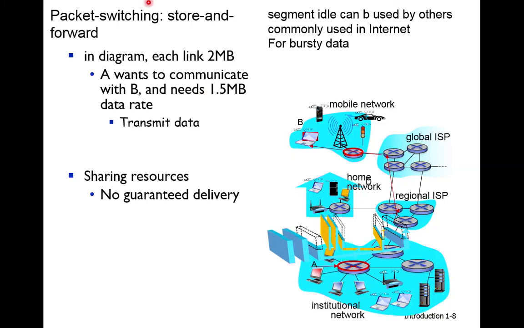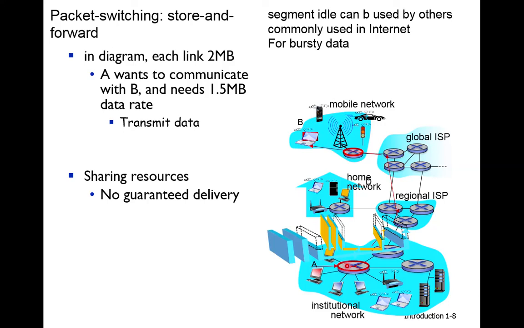So in packet switching there is no call setup. In this diagram, suppose A wants to send data. A will divide the data into packets. Each packet will have the source and destination address, and there is no call setup. So A will directly send the packet to the router. When this router receives the data, it stores the data until the whole packet has arrived.